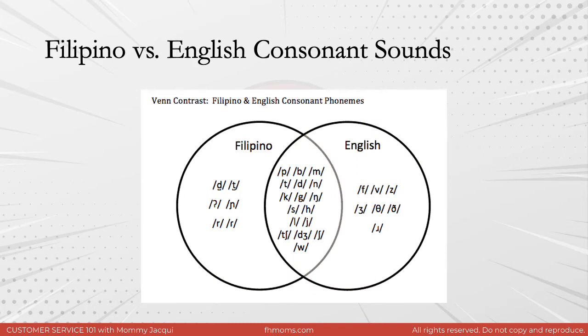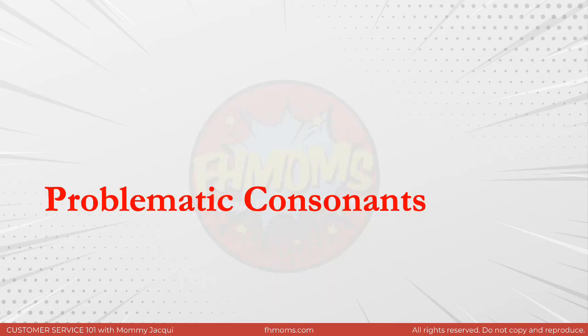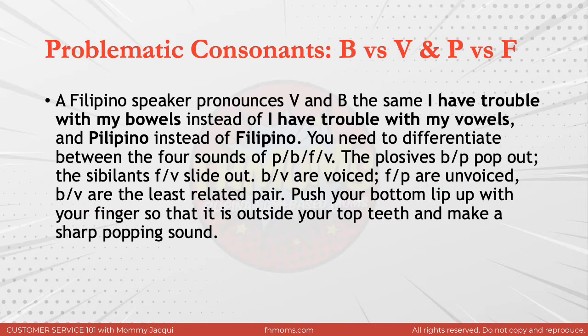Again, for those who are visual, this is a Venn diagram of the Filipino and English consonant sounds. Notice that we have some letters that are unique to the Filipino language and also the English language, and these are what we call your problematic consonants. So now, let's move on to problematic consonants. A Filipino speaker pronounces V and B the same and says, I have trouble with my bowels, instead of saying, I have trouble with my vowels, and says Pilipino instead of Filipino.